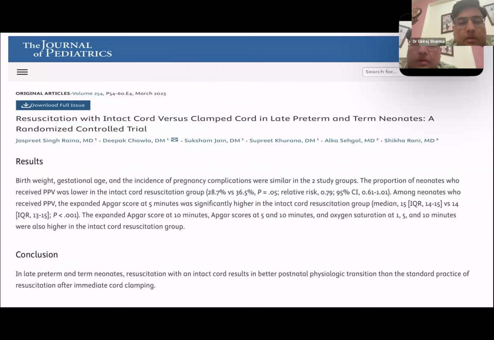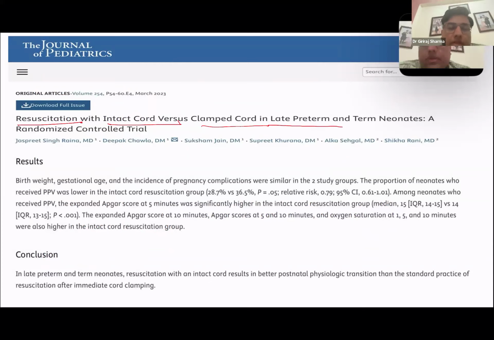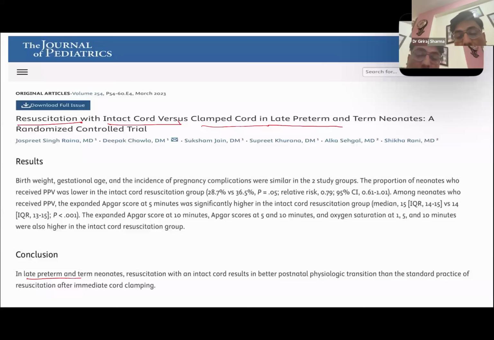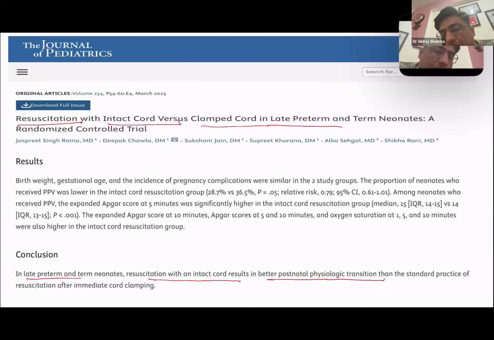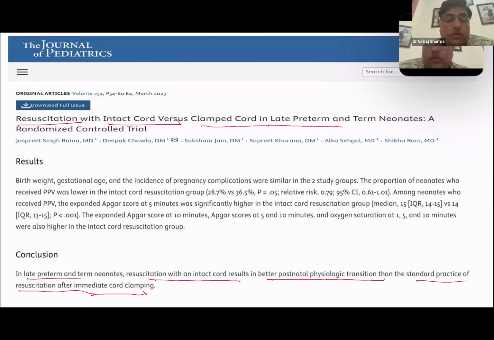One more study was done, resuscitation with intact cord versus clamping cord in late preterm neonates. So, resuscitation with intact cord or clamping cord immediately. In this, they found that in term and late preterm babies, resuscitation with intact cord results in better postnatal physiological transition than the standard practice of resuscitation after immediate cord clamping. But still, this is not a standard practice. Some studies are going on this.